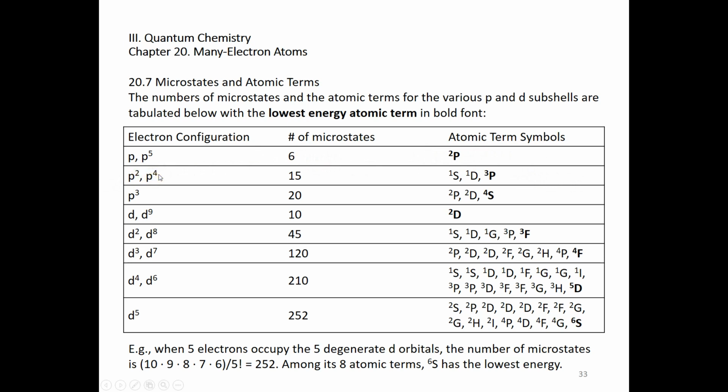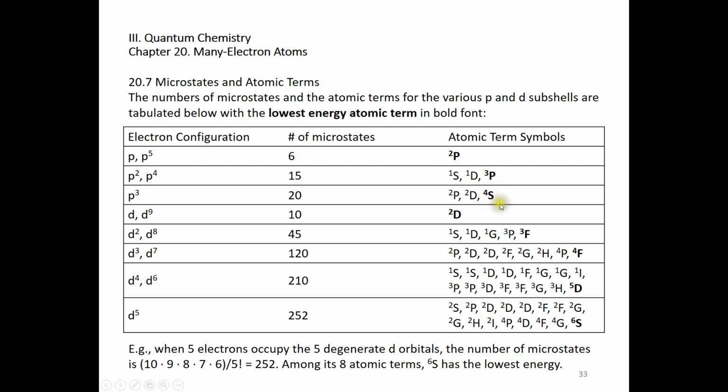p2, p4. Well, we have 2 examples, carbon and oxygen. 15 microstates. The 3 atomic terms are 1S, 1D, and 3P, with the lowest atomic term in bold font. Now p3, 3 electrons, 20 microstates. Well, it's just 6 times 5 times 4 divided by 3 factorial. We get 20. And we can group all these 20 microstates into 3 atomic terms. Over here, this one has the greatest spin multiplicity and therefore lowest energy. 4S has the lowest energy.